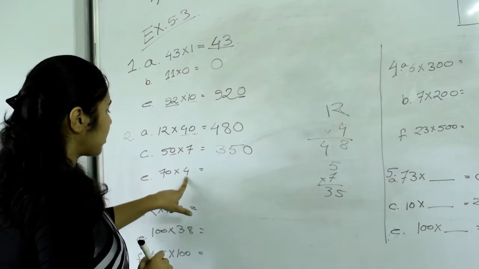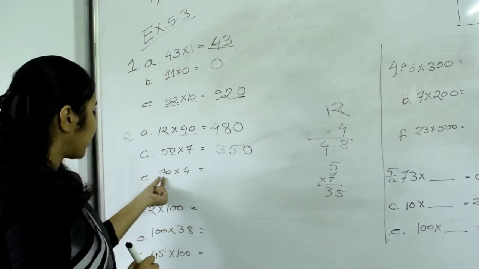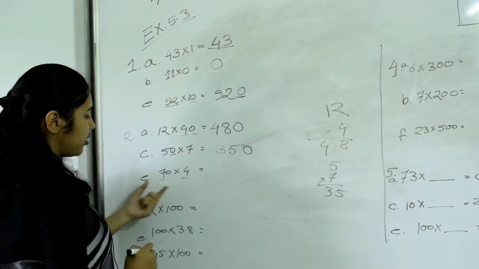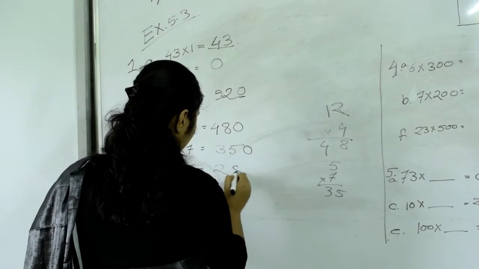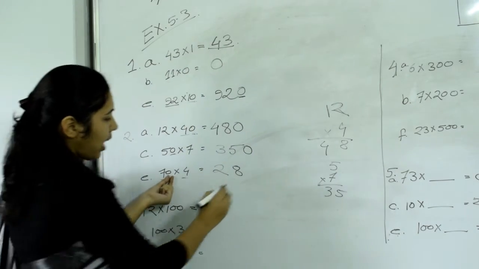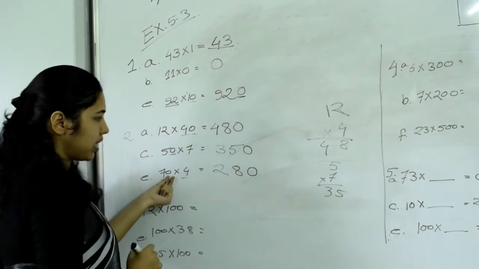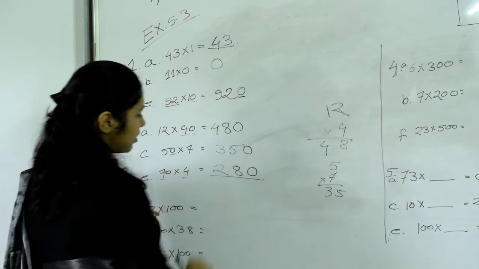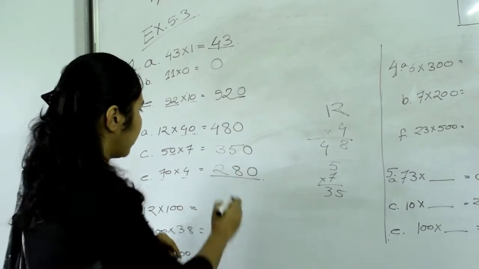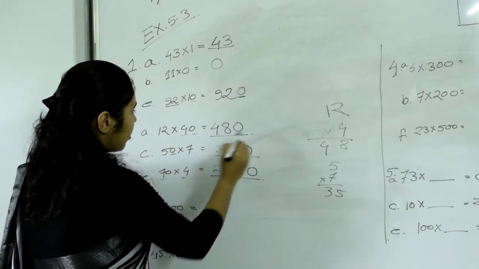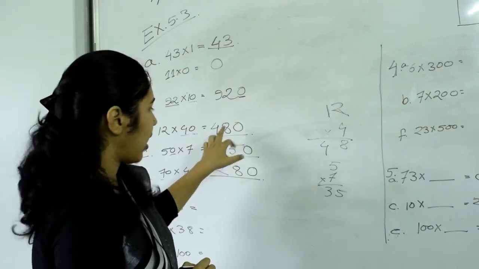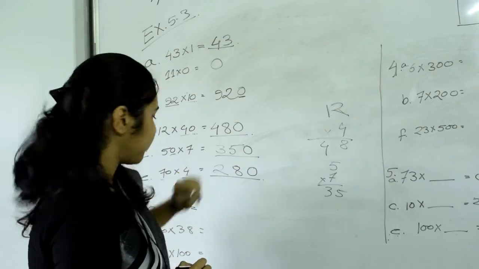And next 70 into 4. Again multiply 7 and 4. 7 4s are 28, right? And then add this 0 in 1's place. So our answer is 280. Here 350. And question number A, our answer is 480.